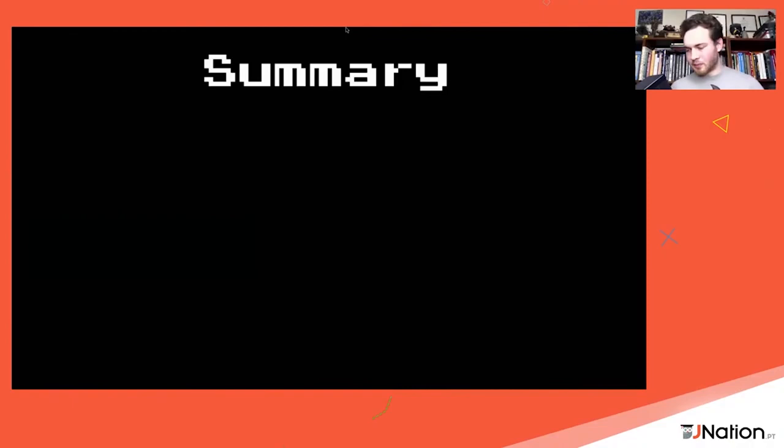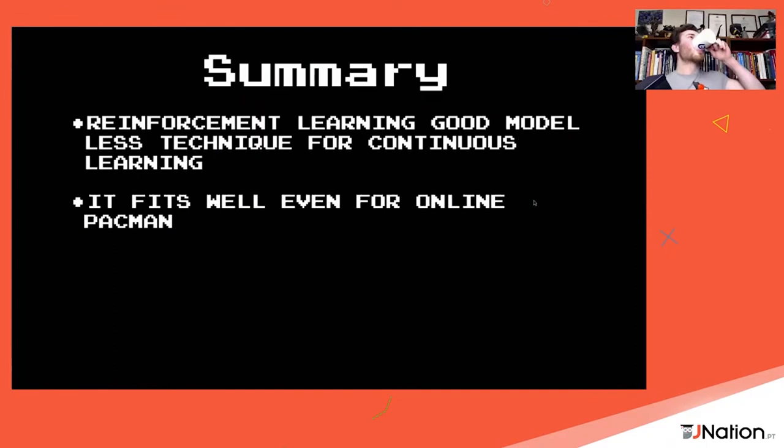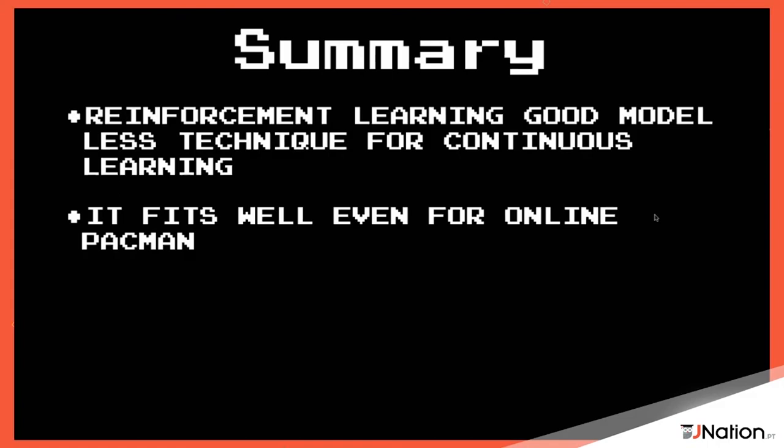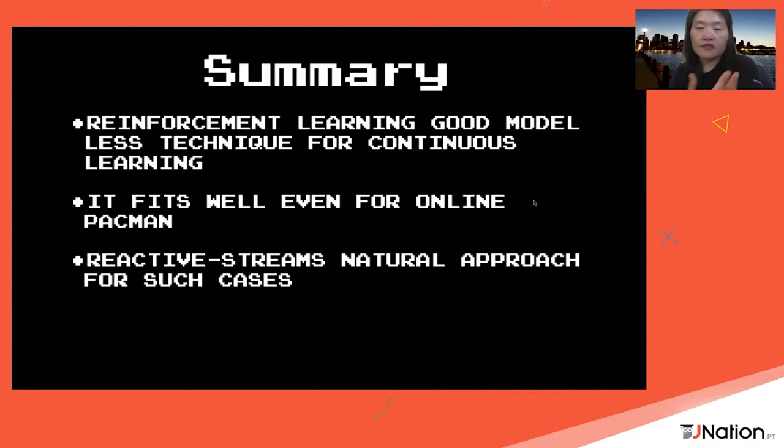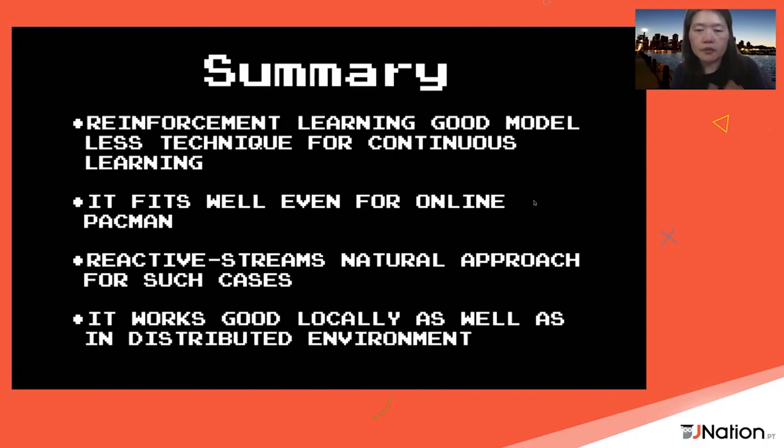So basically we have concluded reinforcement learning is a good model and technique for continuous learning. And it fits very well even for online PacMan too. And basically, reactive streams, as Oleh can explain quickly, is really a natural approach for such cases and enables real-time processing. And I think it will be really promising for machine learning training. And it works well locally as well as in distributed environments. So we're highly advocating for that.